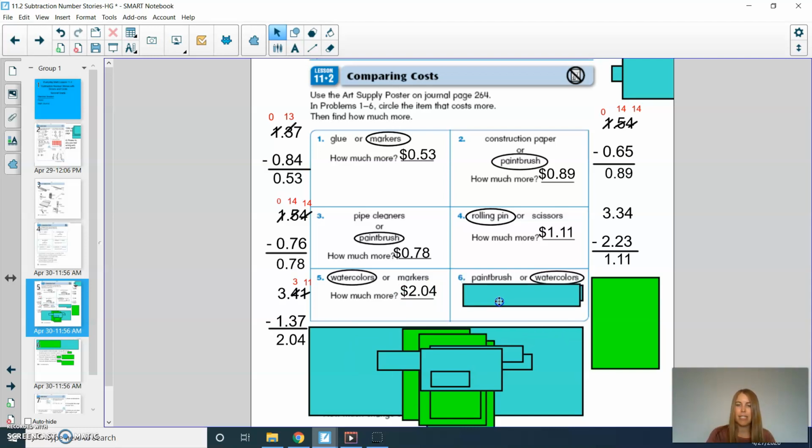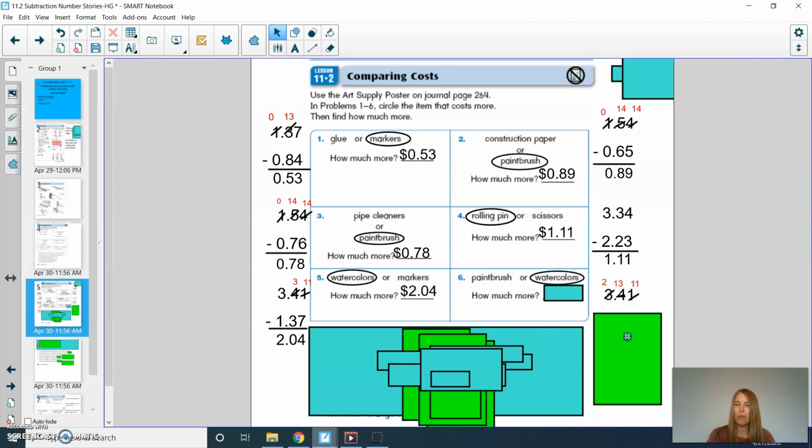For number 6, we had the paintbrush and watercolors, and we had $3.41 minus $1.54. So I know the watercolors were the ones that cost more. Now I couldn't do 1 minus 4, so I went next door to the 4, changed it to a 3.